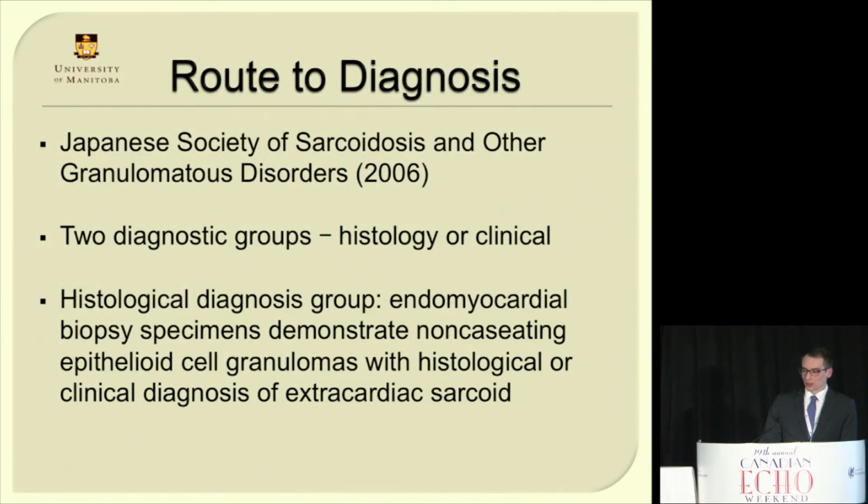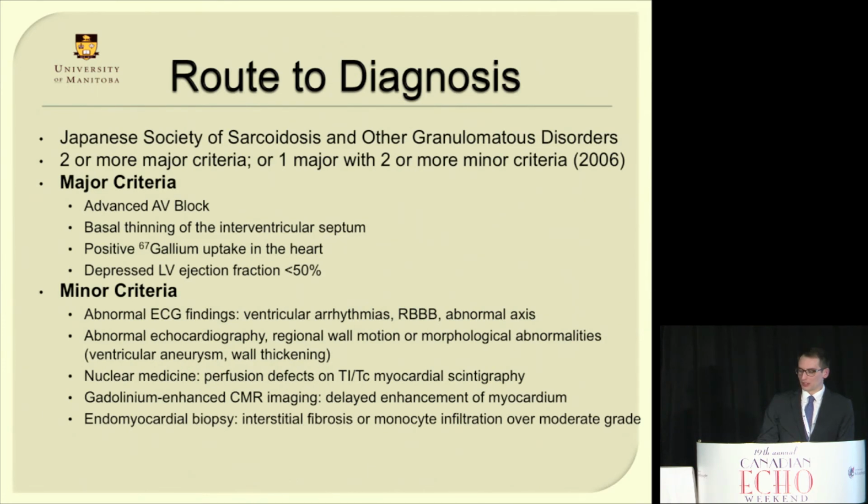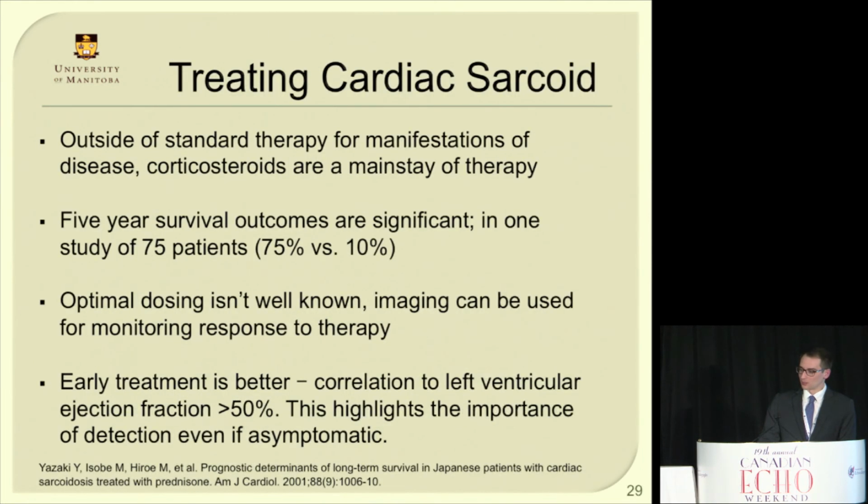The Japanese Society of Sarcoid made a set of criteria in 2006, which was 2 years before this patient's first echo, relying on either histological-based diagnostic findings. Of course, histology is based on having a positive biopsy, but the clinical findings utilize at least having 2 major criteria, or one major criteria with at least 2 minor criteria. And looking at what this patient did have, she didn't have advanced AV block, but she did have a positive finding of a reduced LVEF in 2010, as well as ventricular arrhythmia, as well as ventricular aneurysm. So here, she would have had a positive diagnosis in 2010.